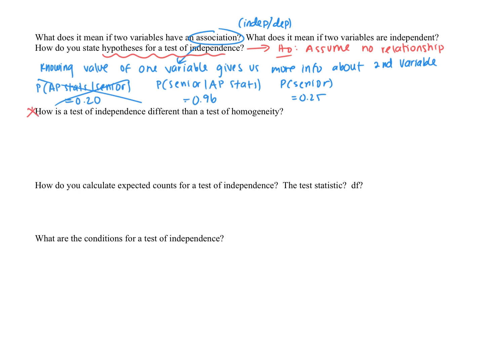This next question is by far the most important one. How do you know it's a test for independence versus a test for homogeneity? So first thing, both tests start with a two-way table. Our best indicator is how the sample is collected.